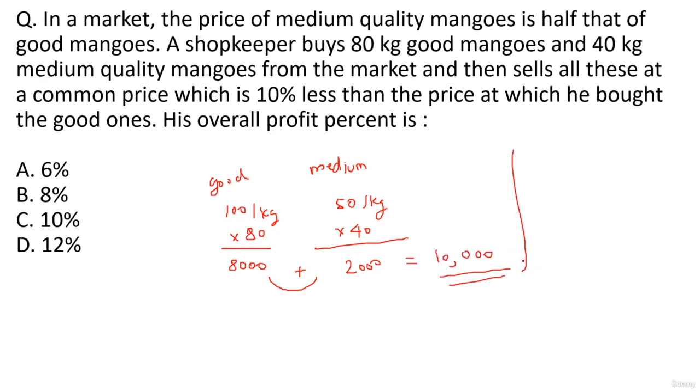But while selling, he's selling the entire lot. Entire lot is how much kgs? 80 kgs plus 40, entire lot is 120 kgs, and this he's selling at a price which is 10% less than the price at which he bought the good ones. So good ones ko usne kitne price mein liya? We assume that price it is 100. Usko 10% se kam kar denge. 100 ko 10% se kam karenge means the price becomes how much?